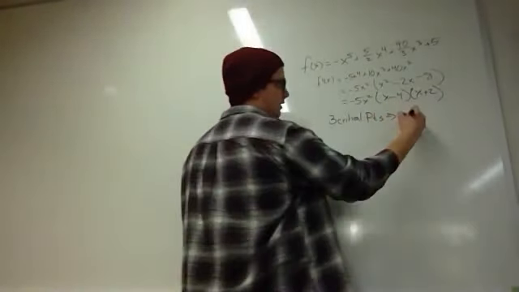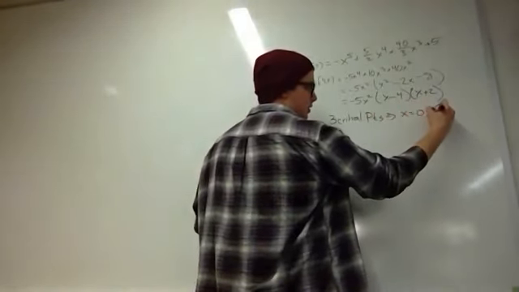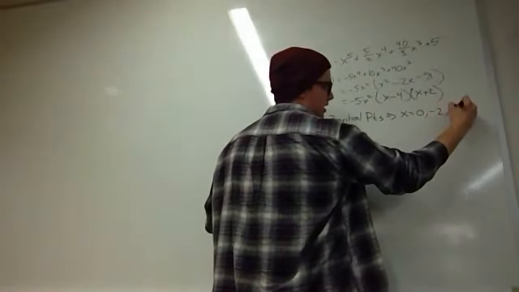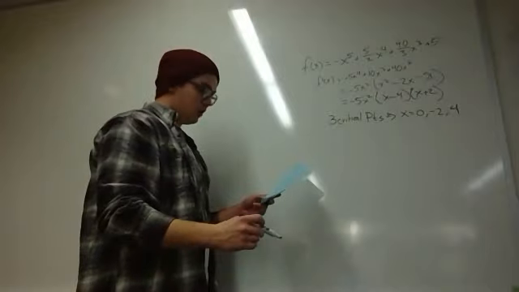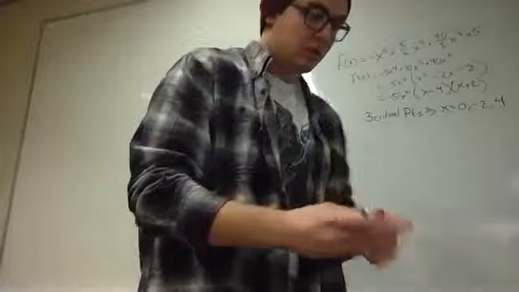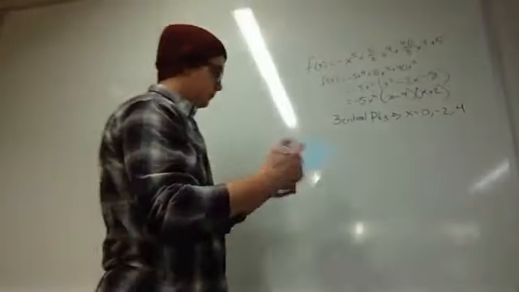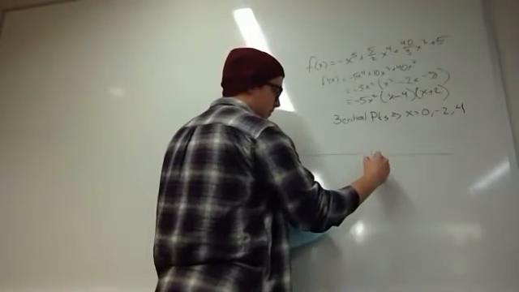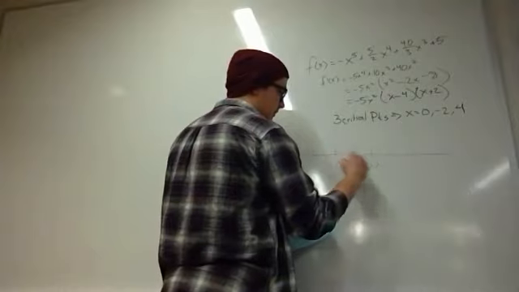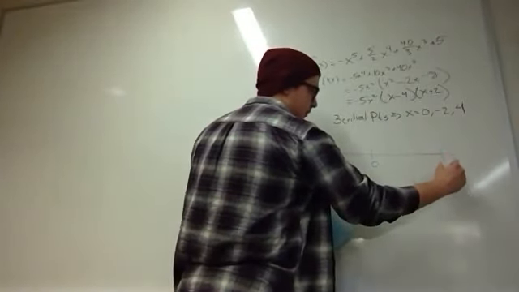At x equals 0, negative 2, and 4. Okay? So with those, we can actually write down a number line. So here's our number line. We're at x equals 0, x equals negative 2, and x equals 4.